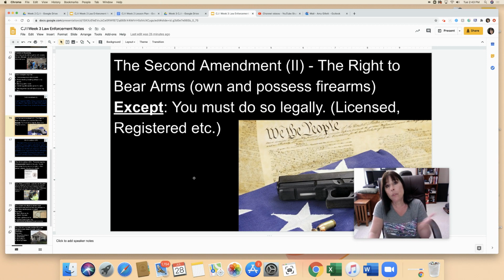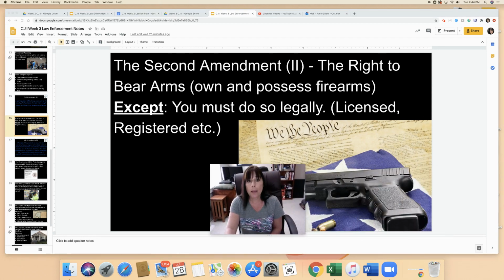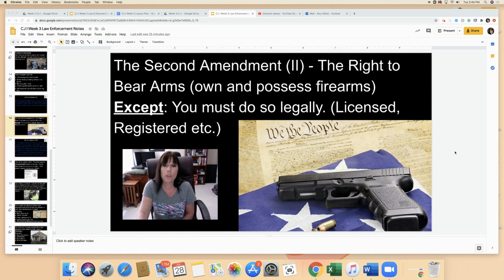Except, you must do so legally. And there's a lot of rules around what makes it legal. And I can tell you that you being licensed and the weapon being registered are 2 of the rules. So you have to do those things. You have to be licensed and you have to register it. And then we also have rules about what kinds of weapons are legal and which kinds aren't. And each state actually has their own rules. Some states, like New York, are far more restrictive than other states.